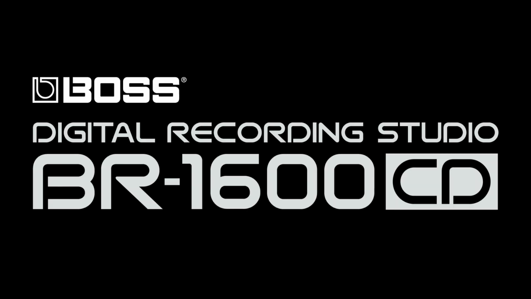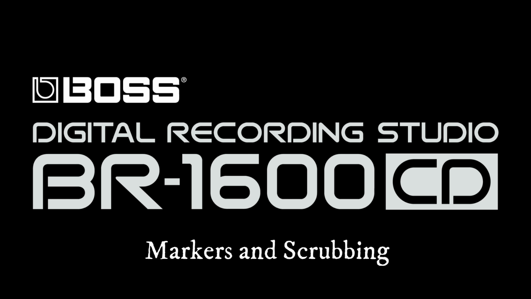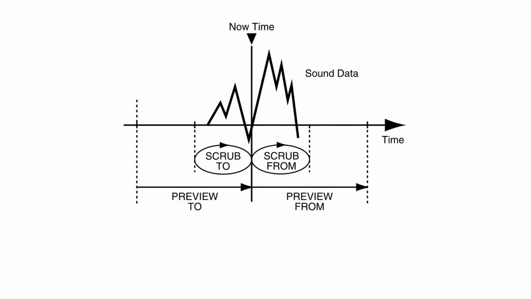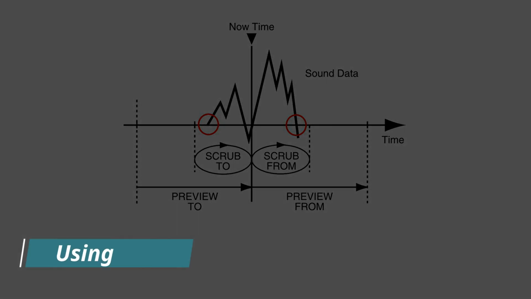In this video, I want to cover a couple of small but very useful functions on the BR1600, markers and scrubbing. When you're editing a song, it's important to be able to locate the exact start or end point of an audio passage so that you can accurately position a punch-in point or to use when editing a track. For this, you can use the scrub function.